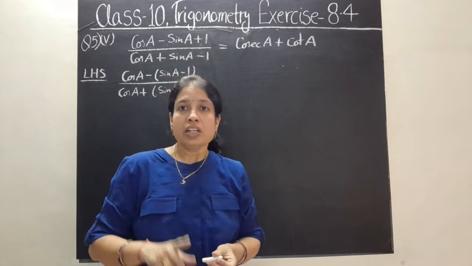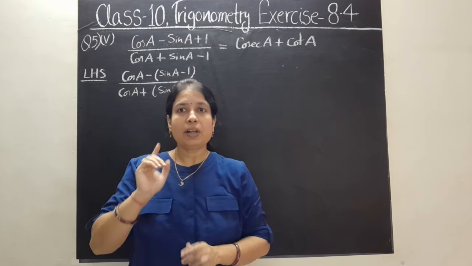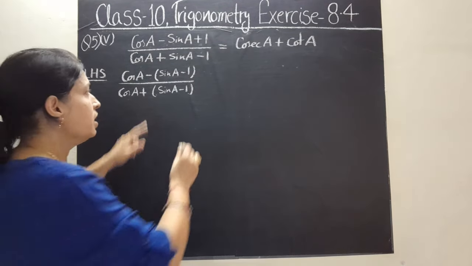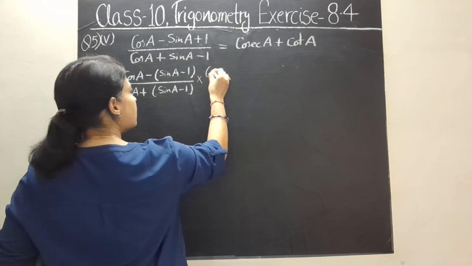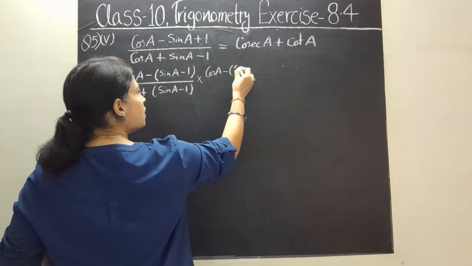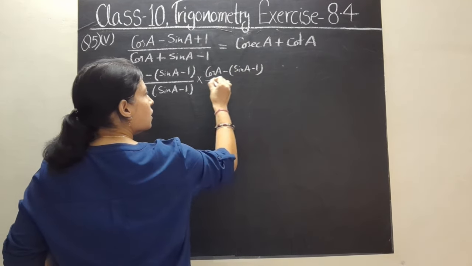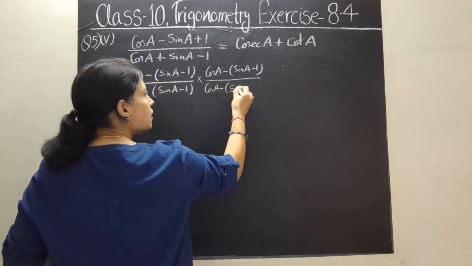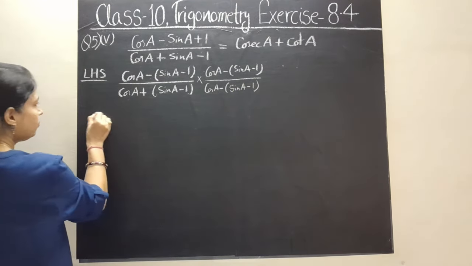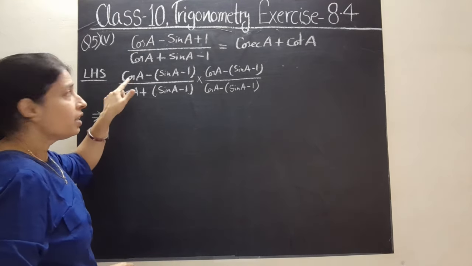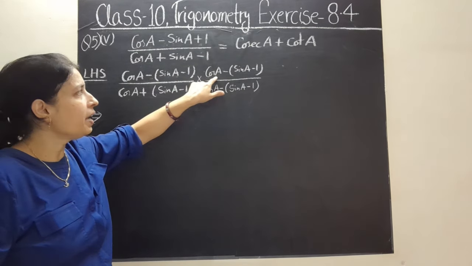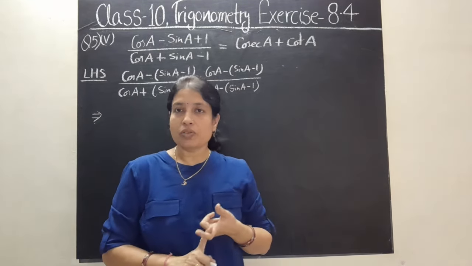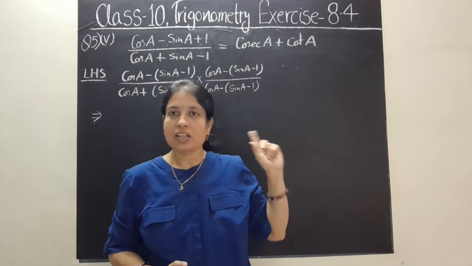जब भी इस तरह के question आते हैं तो हम क्या करते हैं, denominator के conjugate से multiply और divide करते हैं. So यहाँ denominator का conjugate क्या होगा? cos a, here it is plus, तो conjugate में हो जाएगा minus. So multiply करो, so we can write (cos a minus (sin a minus 1)), divide भी करेंगे (cos a minus (sin a minus 1)). यहाँ क्या होगा, this one is a minus b and here also a minus b, so it will be whole square of a minus b. a minus b का whole square क्या होता है, a square plus b square minus 2ab.